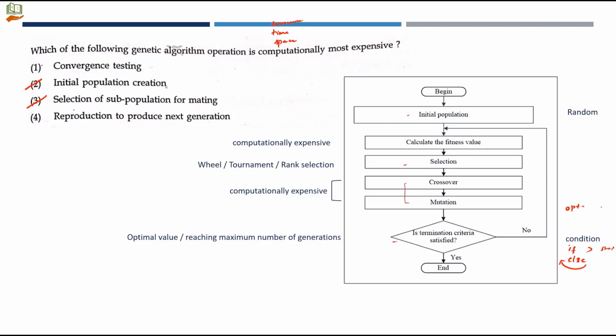We can also remove convergence testing. Convergence testing means you are just narrowing it down to some kind of test. Converge, narrow it down, we will say. So these are all big processes, we can say. You are just converging it to some kind of criteria. That is convergence testing. Option number 4. Reproduction to produce next generation will be the computationally most expensive operation.